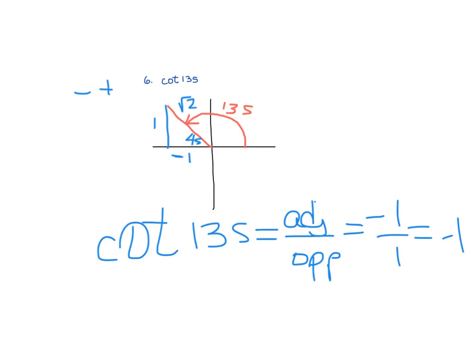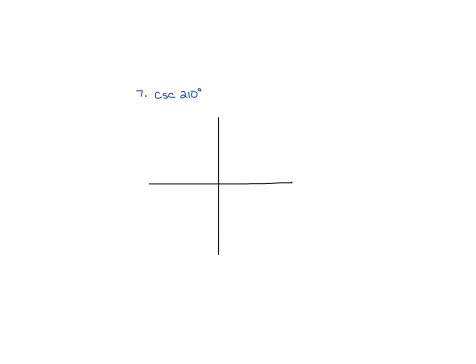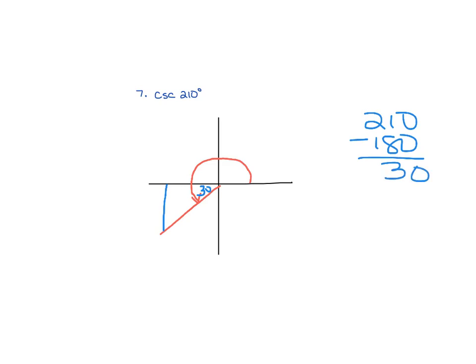For number 7, cosecant of 210. So again, I'm going to travel around 180, and then I'm going to need to go 30 degrees more to finish my 210. Again, my reference angle is to go back, and this is going to be 30 degrees because 210 minus 180 is 30. So for cosecant, it is the reciprocal of sine.